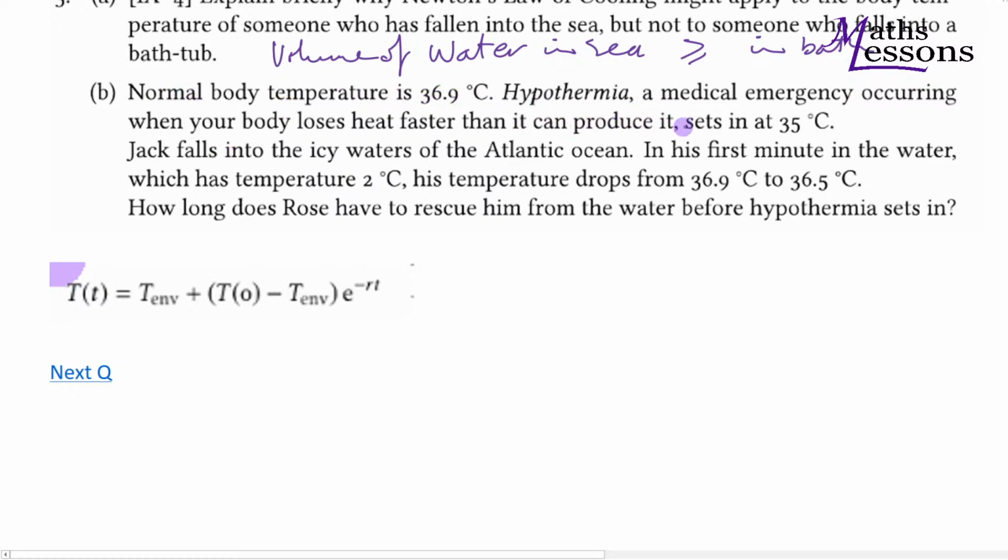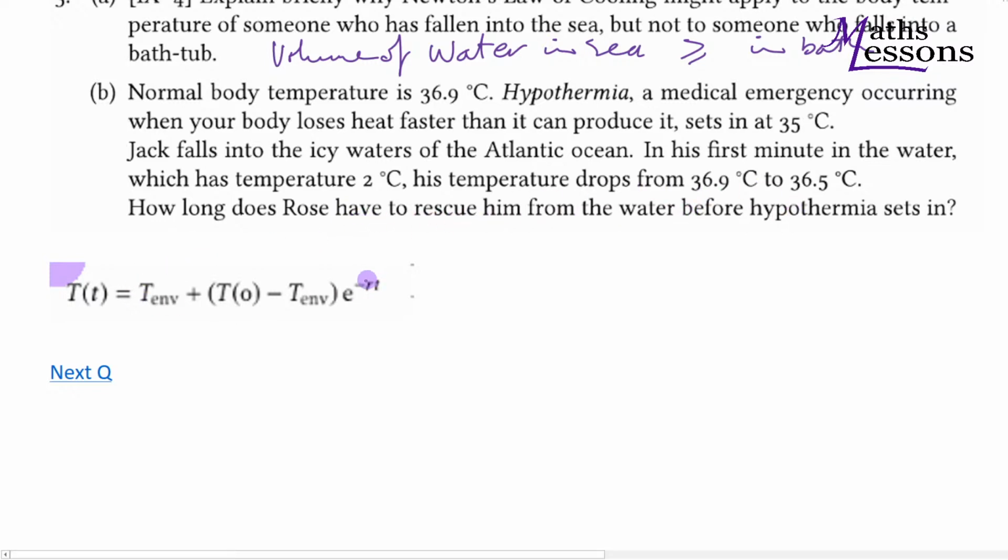Anyway, back to here, we've got normal body temperature as 36.9. Hypothermia is when your body loses heat faster than it can produce and sets in at 35 degrees C. So he falls in the icy waters of the Atlantic Ocean. In the first minute, the water temperature is 2 degrees C, and his temperature drops from 36.9 to 36.5. So how long does Rose have to rescue him?